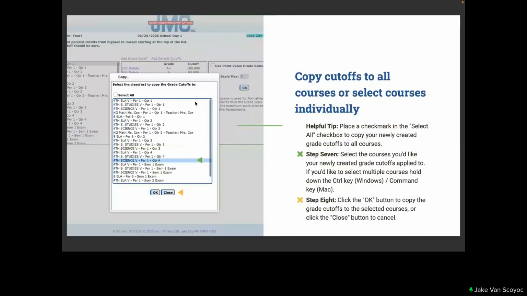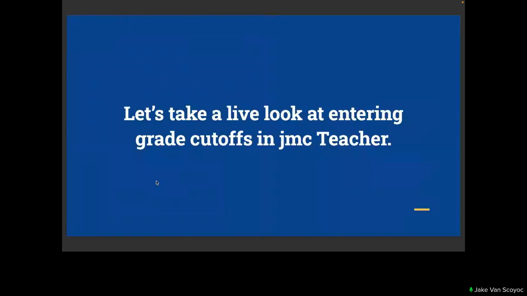Click that copy button, and here you can either select all, or if you are using a Windows machine, you can click the control key. You'd hold control down and click the specific courses that you want to copy to. Or if you're using a Mac, you would hold the command key as you click those courses, and that allows you to select multiple courses. Once you've got your courses selected, you click OK, and that will copy your grade cutoffs to those selected courses.